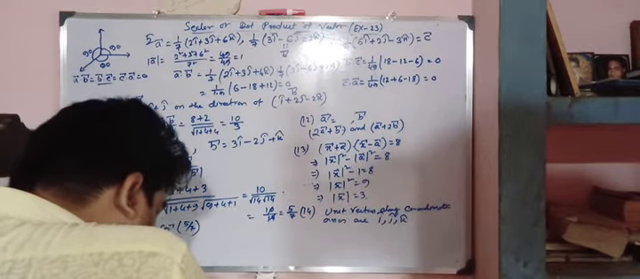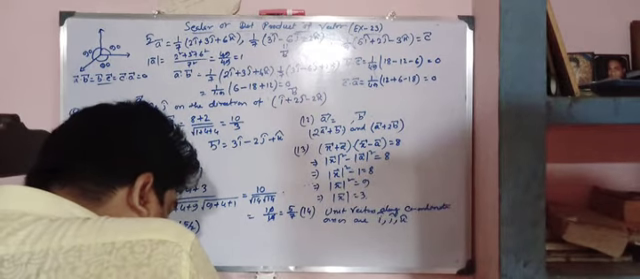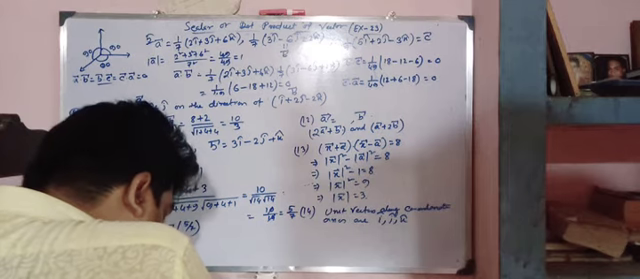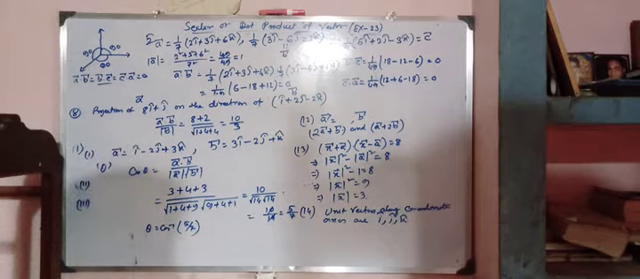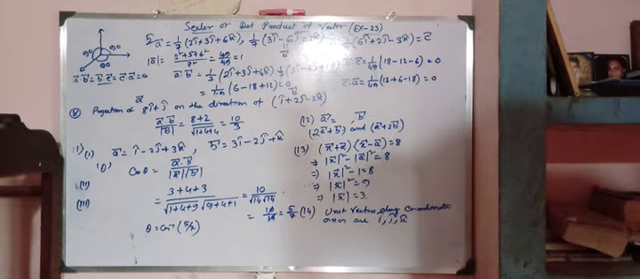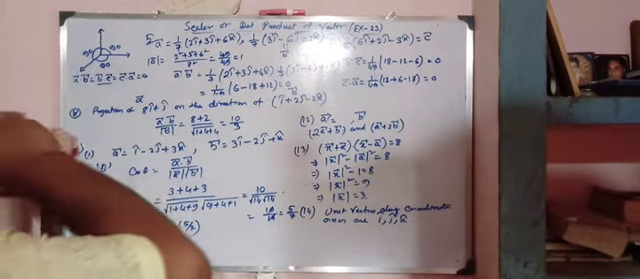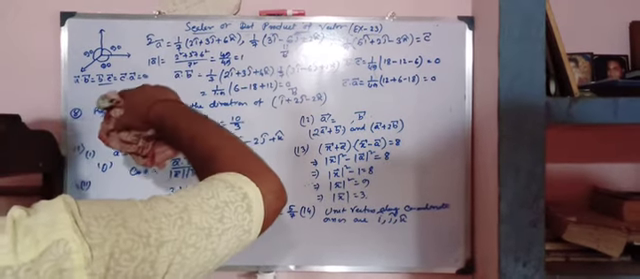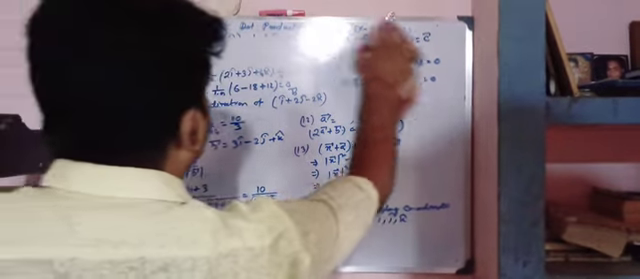Find the vector A of magnitude 5 root 2 making an angle pi by 4 with x axis, pi by 2 with y axis, and acute angle theta with z axis. Question number 16. Viewers, I am following exercise 23 of R.S. Agarwal math book. Okay, so you should follow it.